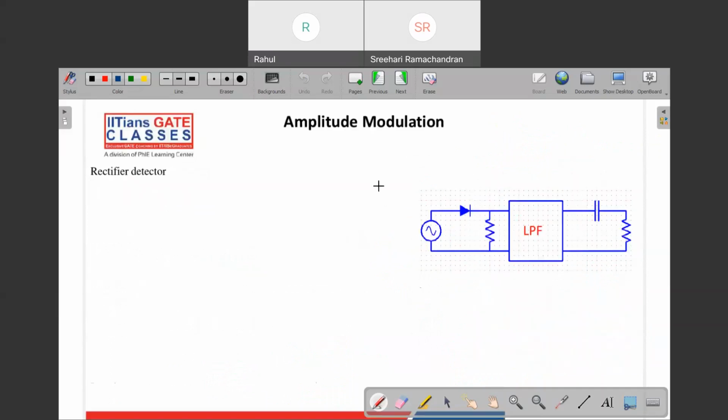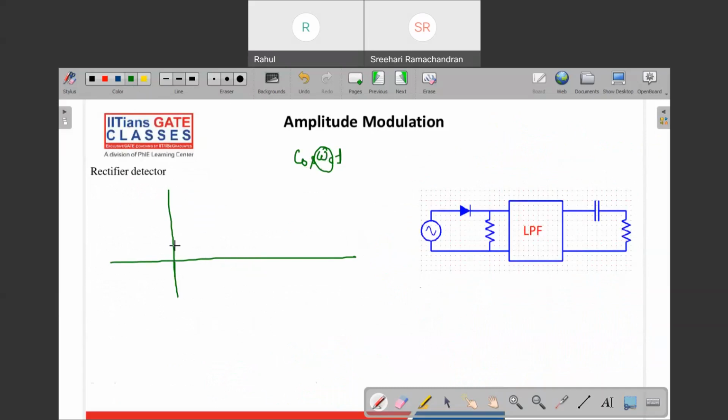So I will just quickly cover how this rectifier detector works. Just now I have covered it, and I will just show it clearly now. Generally this cos omega_c t, right, this omega_c is very high, and because of that, the frequency of this cosine is very high.